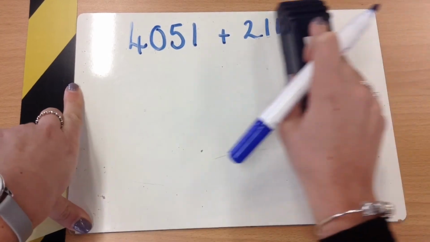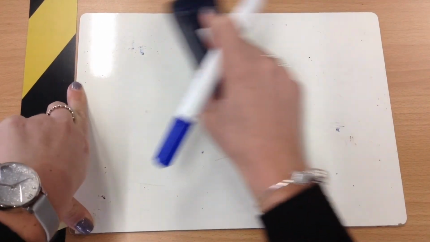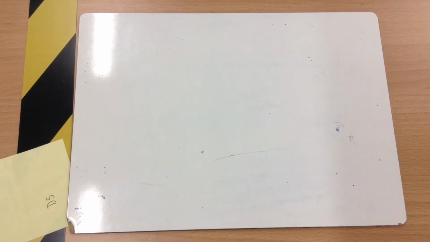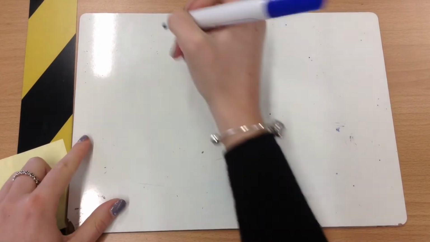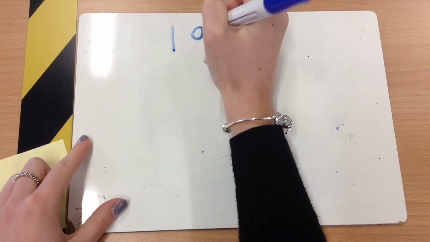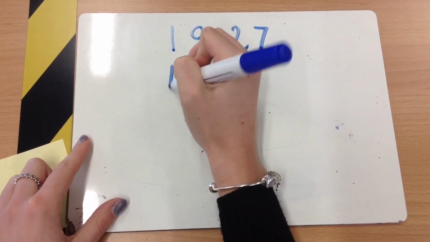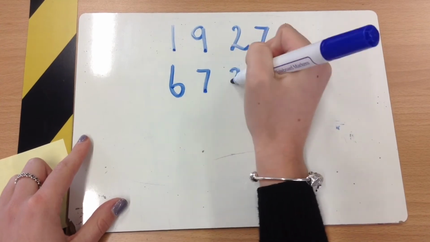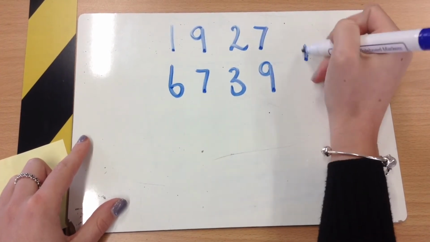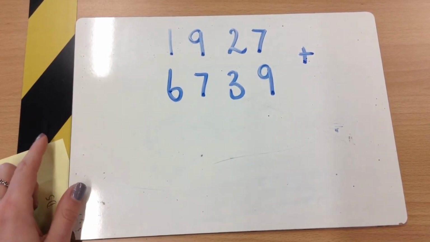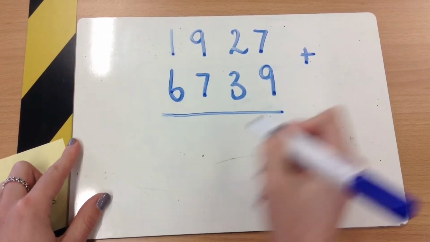Now the next one I wanted to look at was a question from set B, because it says find a number that is 6,739 more than 1,927. So how we're going to do this is we're going to look at the number 1,927 and we need to find a number that's 6,739 more. So we're simply going to add them together, because then that would give us that bigger number that we're looking for. So let's see if we remember how we did it last time.